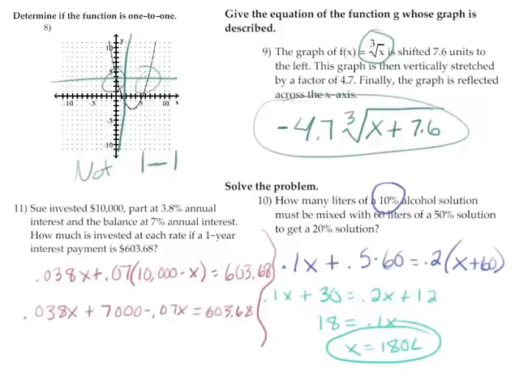And add like terms. So negative 0.032x. Subtract the 7,000 over.